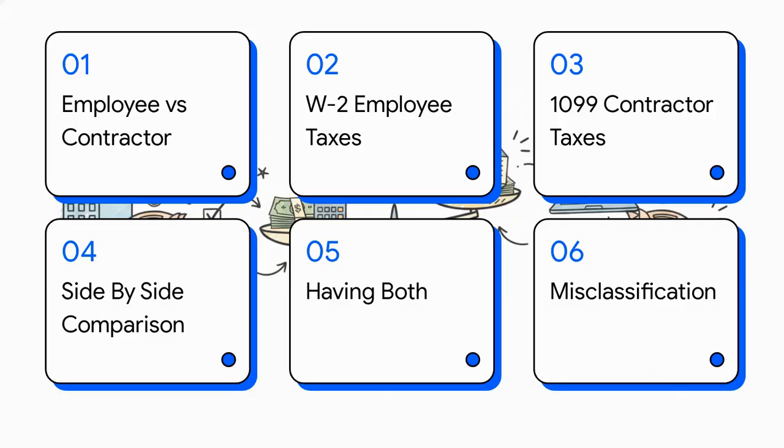Here is exactly how we're going to break this all down today. First, we'll define the core difference between an employee and an independent contractor. Then we'll look at how taxes work specifically for W-2 employees, followed by how they work for 1099 contractors. After that, we'll do a side-by-side tax comparison, look at the incredibly common scenario of having both a W-2 and a 1099, and finally wrap up with misclassification and key takeaways. I assure you we are covering both the basics and the complex scenarios today.